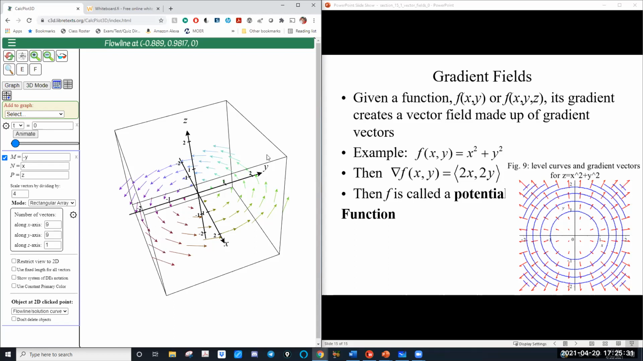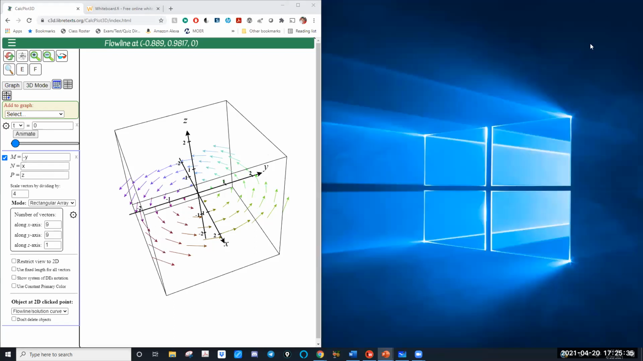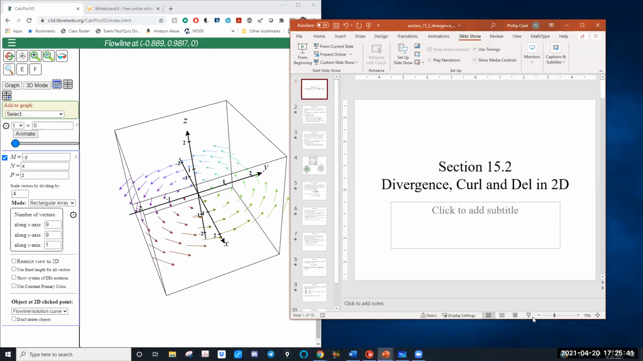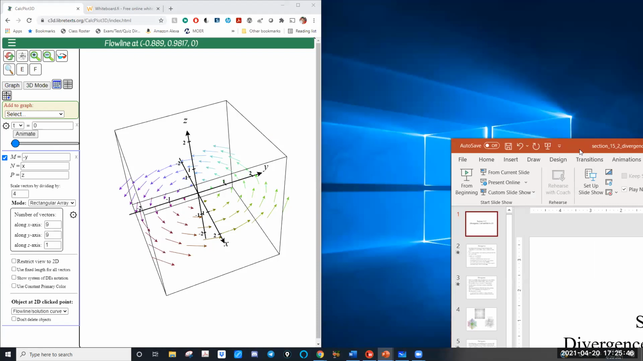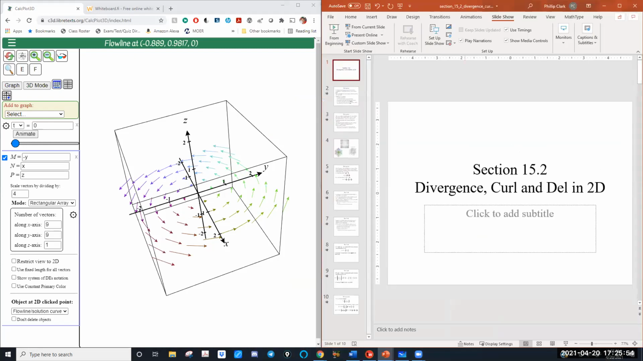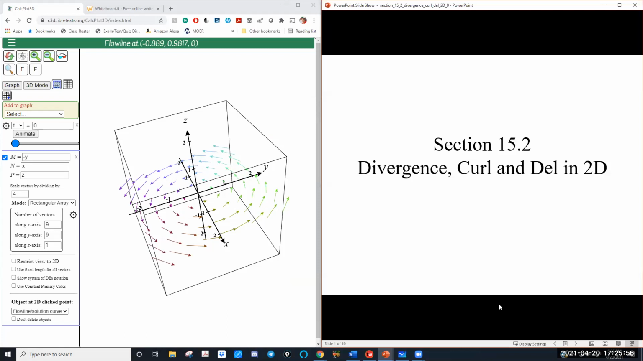Okay, then the next thing is to talk about the curl and the divergence. Now, here's something I'll tell you before I even get into this section. You saw the videos on these.